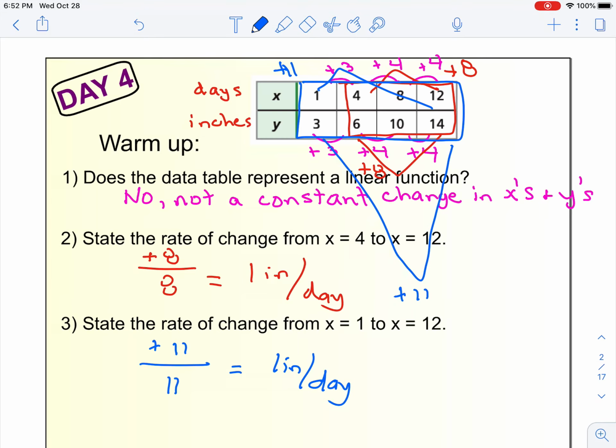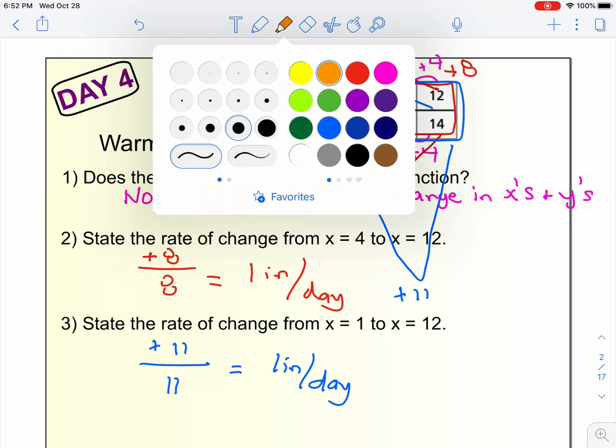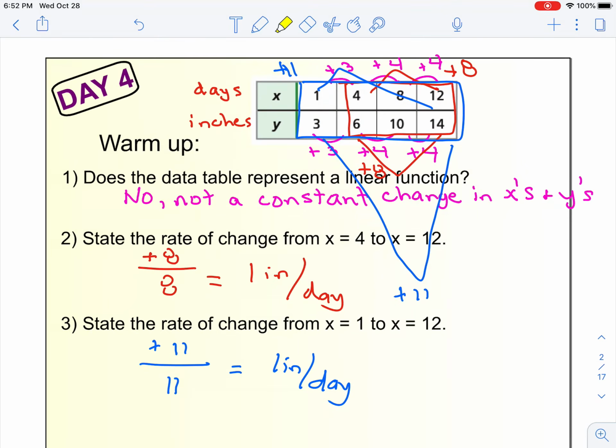For question number 2, the rate of change from x equals 4 to x equals 12, you need to look at from here over to here. So you need to look at this time interval, which I've done in red. And when you do that, the change from 6 to 14, the change in the y values is 8. So it changed 8 inches in 8 days, so that's 1 inch per day.